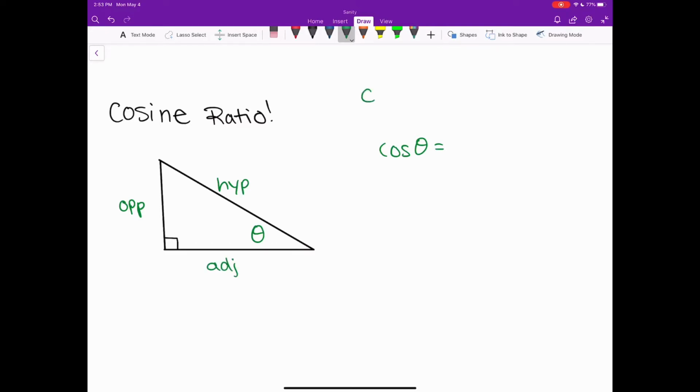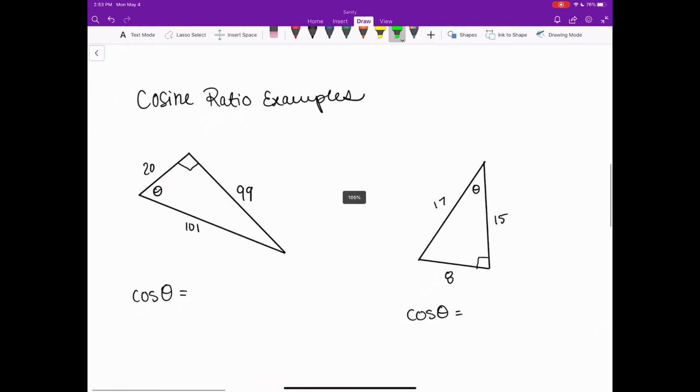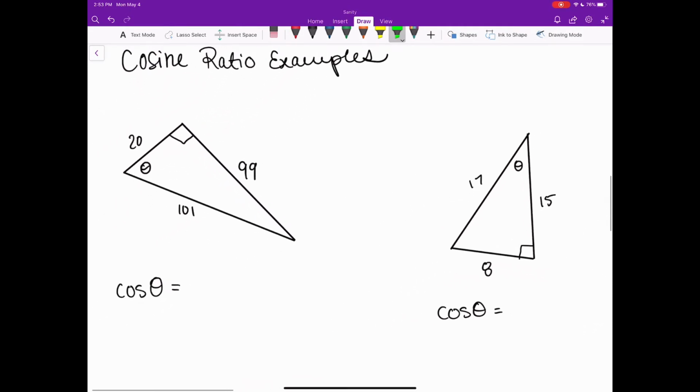Again, cosine, SOHCAHTOA, all right? So cosine of an angle is adjacent over the hypotenuse, okay? Adjacent over the hypotenuse. Let's put this to some numbers. So here are some cosine ratio examples.